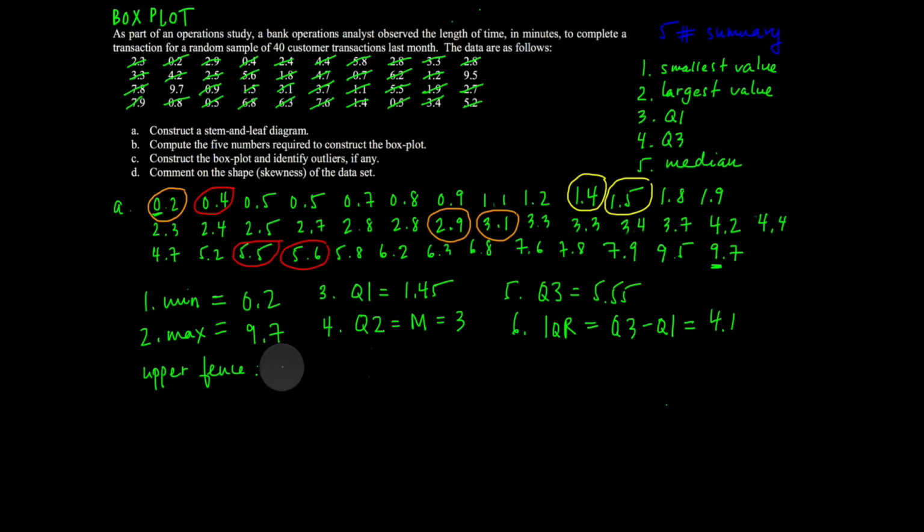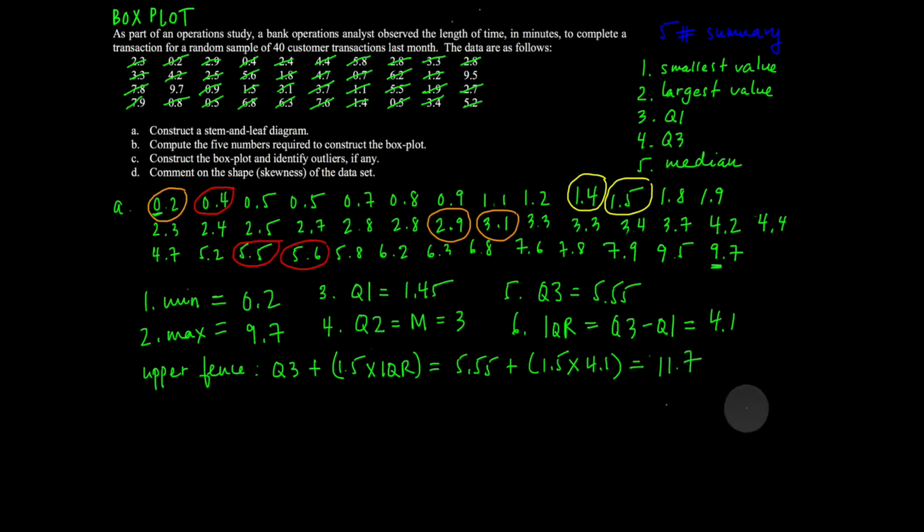So the upper fence, we all know, is the fence that's going to be on the right-hand side. So it's going to be Q3. It's always the quartile that's closest to that fence. And in this case, since we're moving further towards the right, we're going to add 1.5 times the IQR. So this is going to give us a total of 5.55 plus 1.5 multiplied by 4.1. So this is going to give us a total of 11.7. So that's my upper fence.